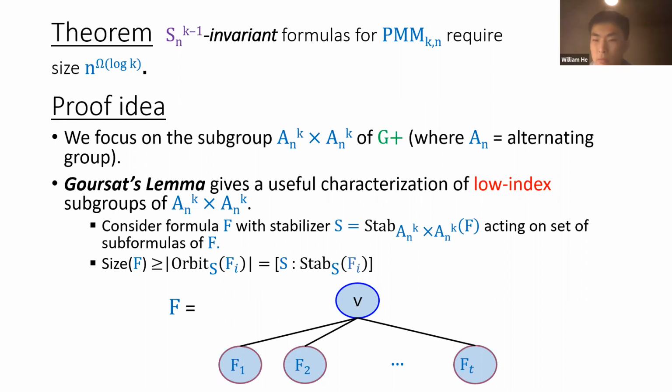And then the part of our proof is to use this characterization of the low index subgroups to construct some kind of complexity measure on the set of subgroups of G plus. Quantitatively, this will give us the tight lower bound of n to the omega log k.